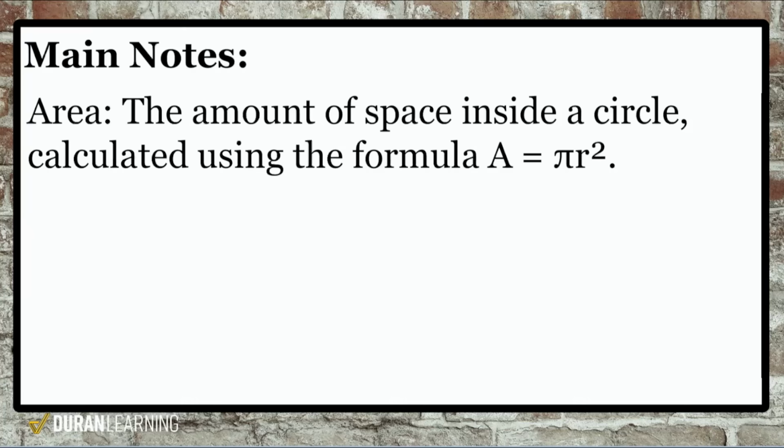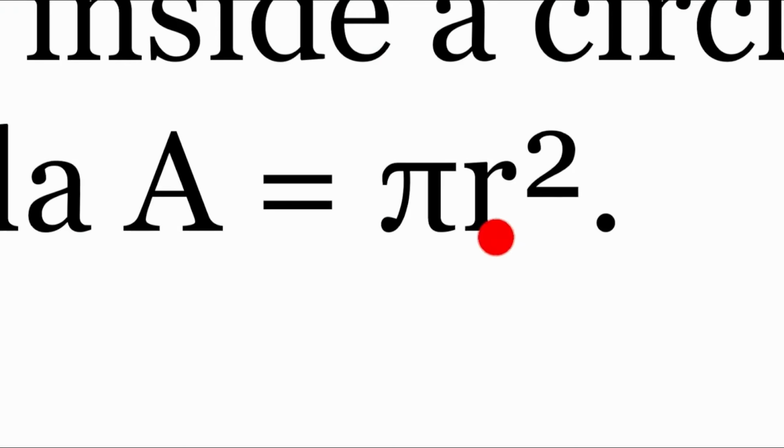I got you. So really quick, the area is basically just going to be the amount of space inside of a circle. Here's the formula. Area equals pi r squared. Pop quiz, everybody. Let me zoom on in right there. R squared, what does that mean, everybody? What am I supposed to do with r if I know what it is?